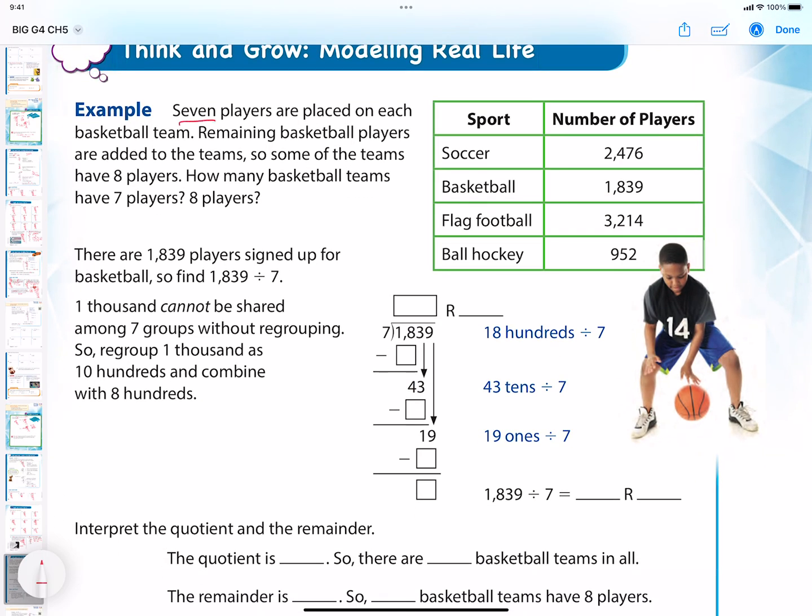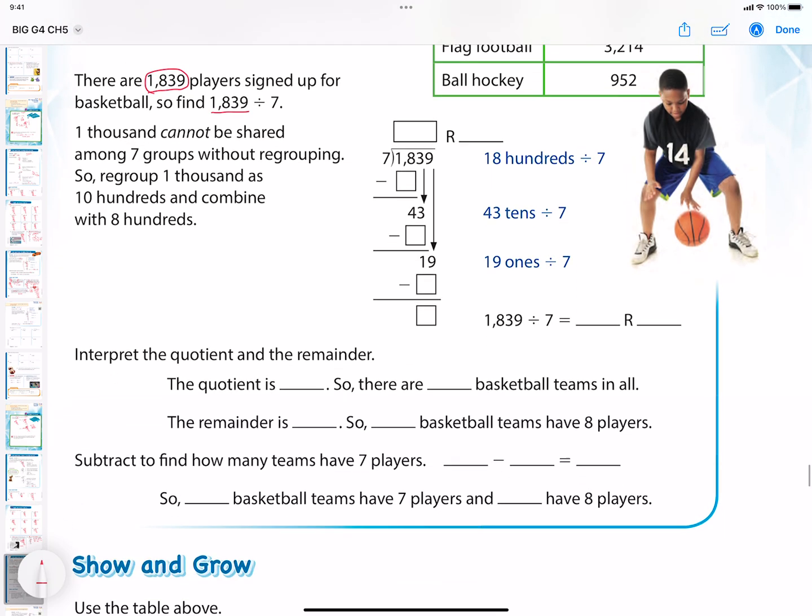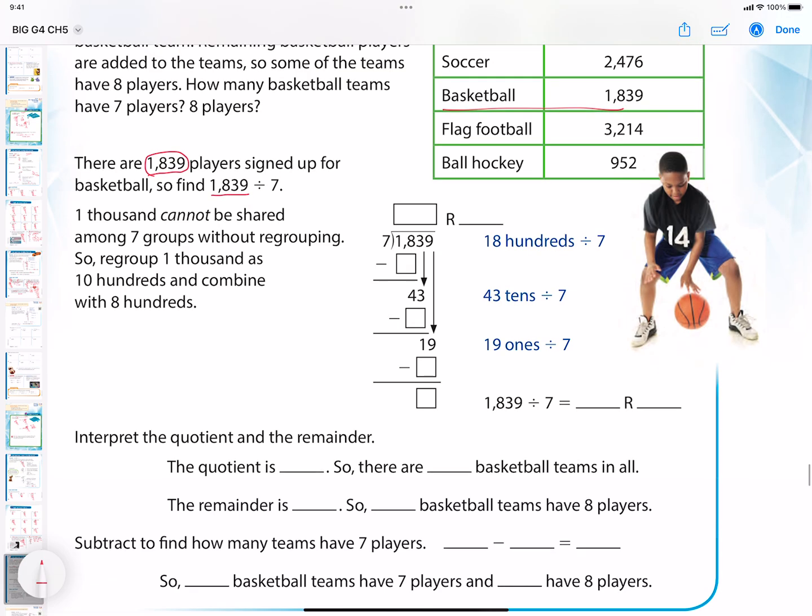7 players are placed on each basketball team. Remaining basketball players are added to the teams. Now, so some of the teams have 8 players. How many basketball teams have 7 players or 8 players? Okay, now there are what? We are talking about this basketball. There are 1,839 players signed up for basketball. So find what? 1,839 divided by 7. Okay, they already gave us all the clue here, so we don't have to go again.